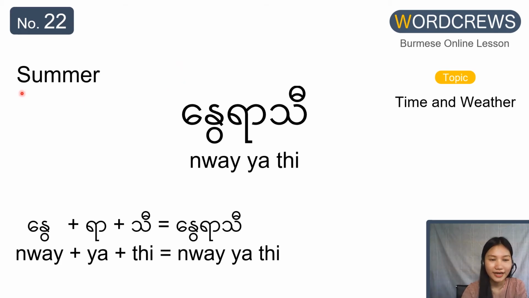So the next vocabulary is summer, nuyati. Let's see how to read it. So here is alphabet na and the symbol wa, so we pronounce noa. And the second symbol is a, so we pronounce nui. And second one is alphabet ya and a symbol, so we pronounce ya. And the last one is ta alphabet and e, so we pronounce ti. Altogether, nuyati. Summer, nuyati.